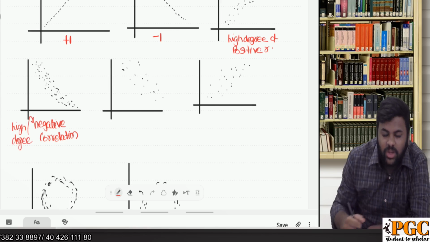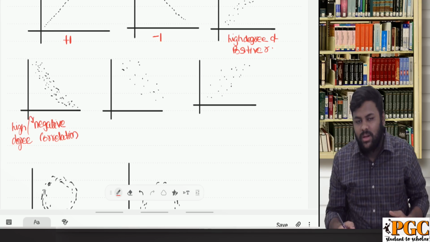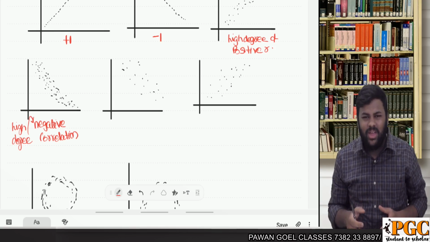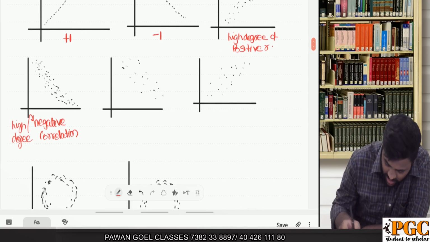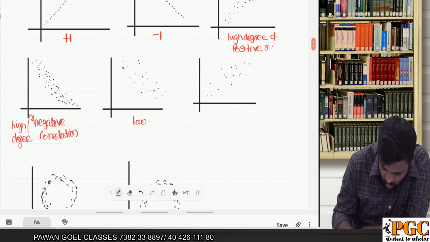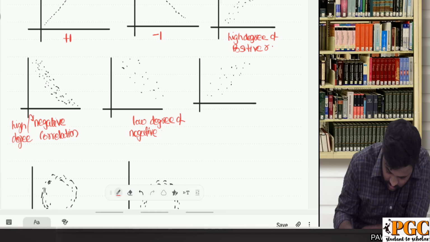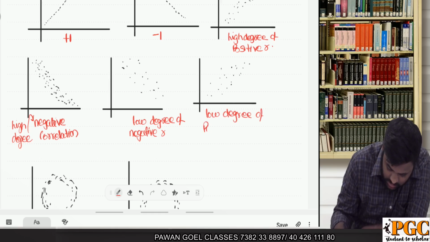So in the next two cases, if you see, the points are moving from left to right downwards and left to right upwards, not in a packed way, but in a scattered way, my dear friends. So in this case, we have low degree of negative correlation, and low degree of positive correlation.